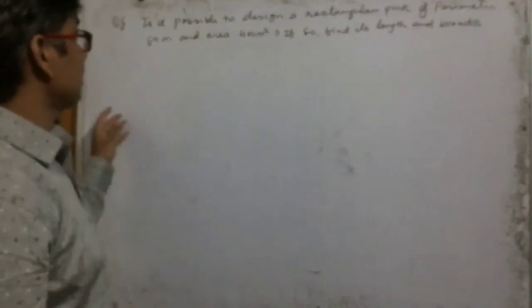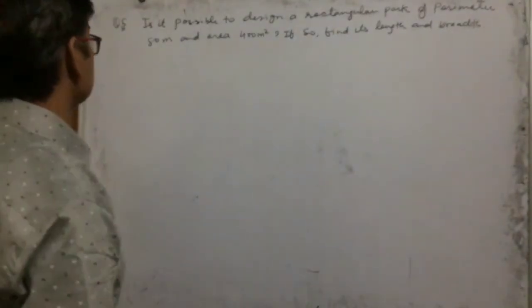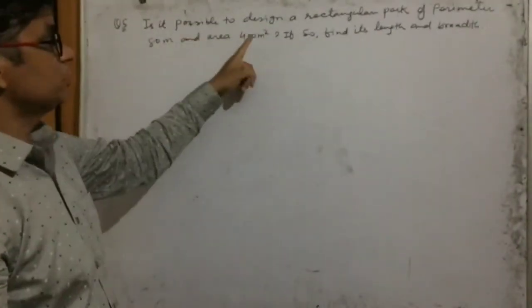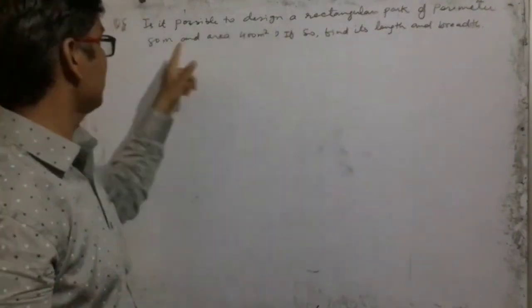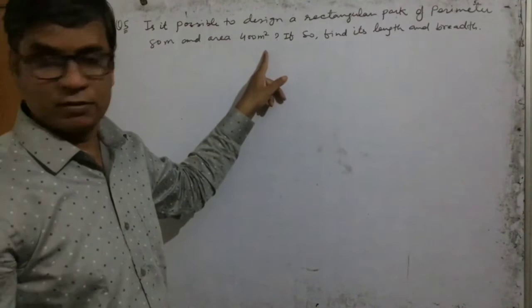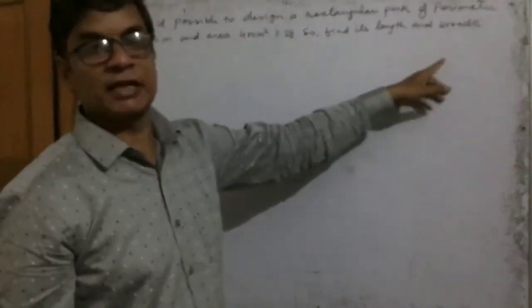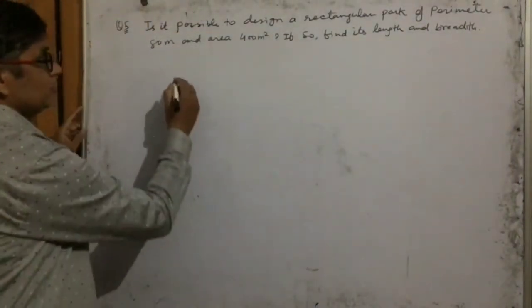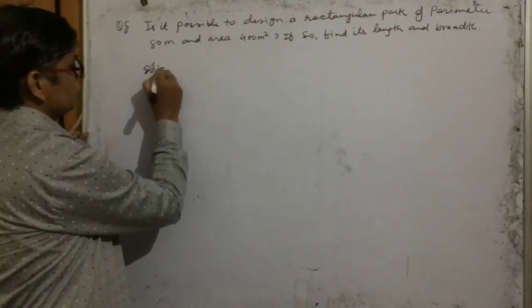Now question number 5, the last question of this exercise. Is it possible to design a rectangular park of perimeter 80 meters and area 400 meters square? If so, find its length and breadth. Okay, so see the solution.